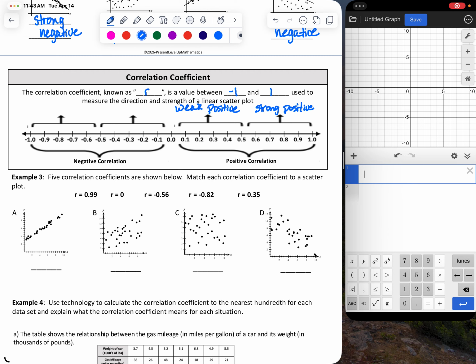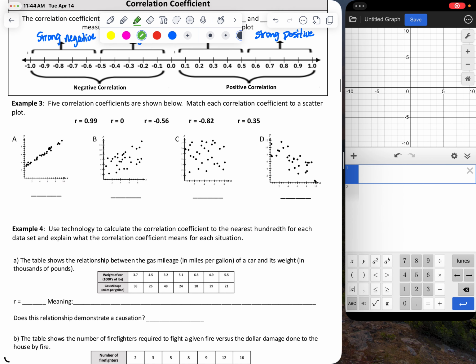Likewise, on the other side, we can have a weak negative or a strong negative. So let's say you had a correlation coefficient of -0.8. That's a fairly strong negative correlation, okay? But say your coefficient was -0.998, that would be a very strong negative correlation.